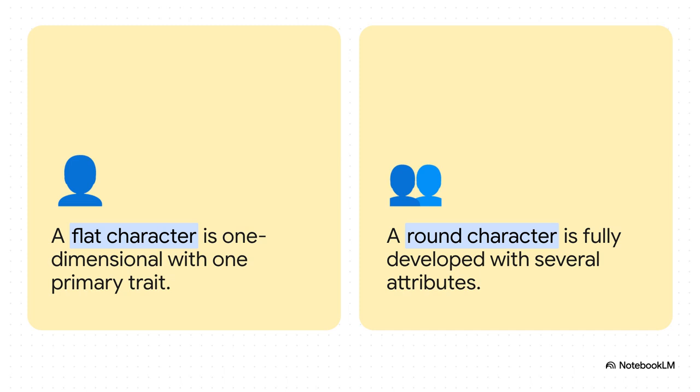On the flip side, you have round characters. These guys are fully developed and incredibly complex. They possess multiple attributes that are sometimes completely at odds with each other. And honestly, that's what makes them so lifelike, flawed, and completely unpredictable.